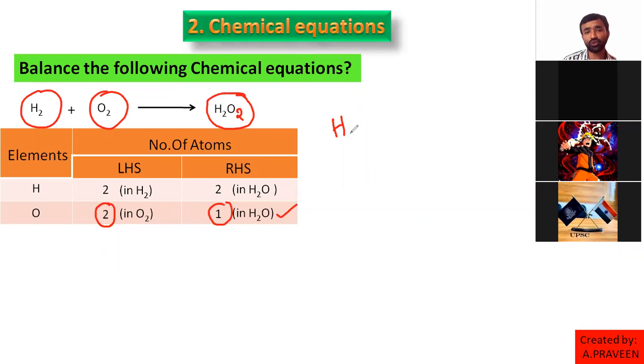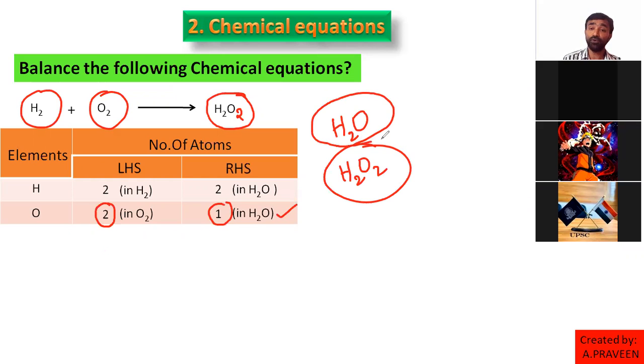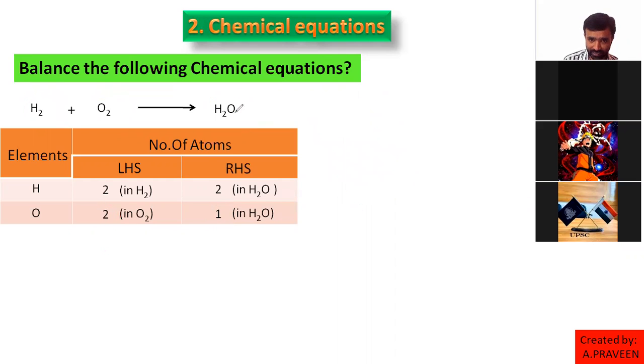Very good. Here H2O and H2O2 are different. They are different in their characteristic properties. If you add any atom, any number, to the formula, it changes its composition and characteristic properties. So that is the wrong method here. So don't write any number in the subscript or add anything into the formula. You have the option to change only the coefficient.